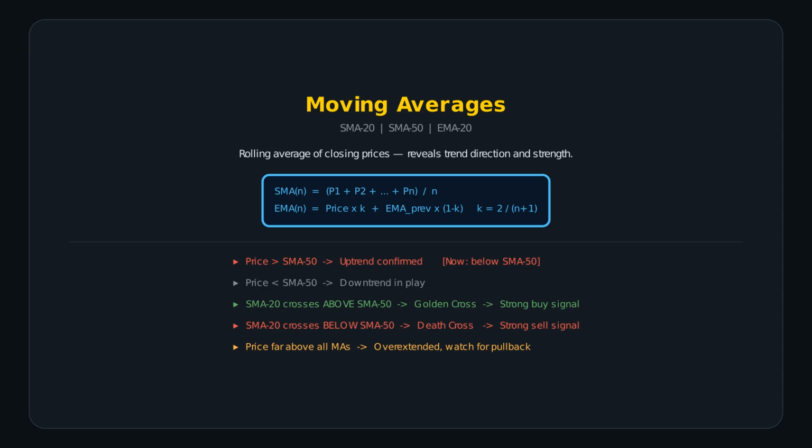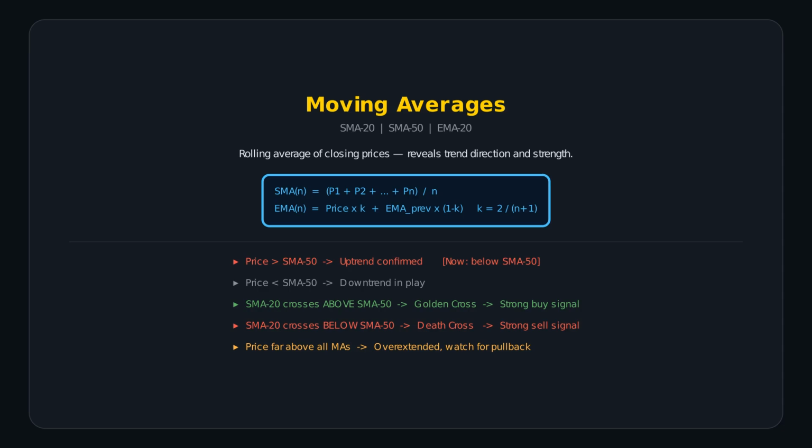A simple moving average smooths price noise by averaging the last N closing prices. SMA 20 tracks the short-term trend. SMA 50 tracks the medium-term trend. The exponential moving average gives more weight to recent prices, so it reacts faster to new information. The key rule: when price is above the 50-period average, the trend is up. When below, the trend is down.